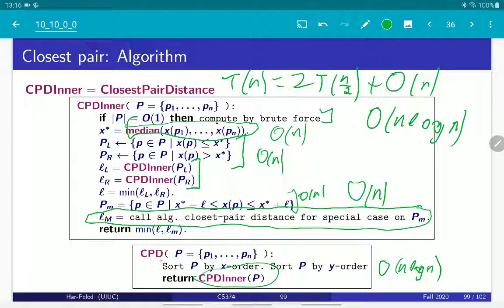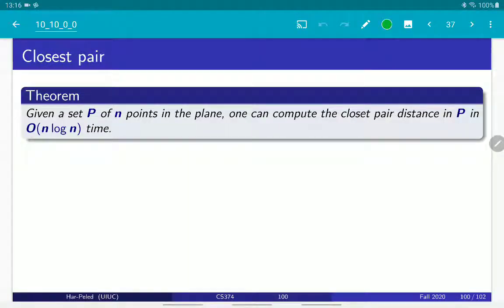And we also have to pay this extra n log n in the beginning, at the top level, but that just adds up. It's the same thing. And we got this result. We got that given a set of points in the plane, we can compute the closest pair and the closest pair distance in n log n time using a divide and conquer algorithm.